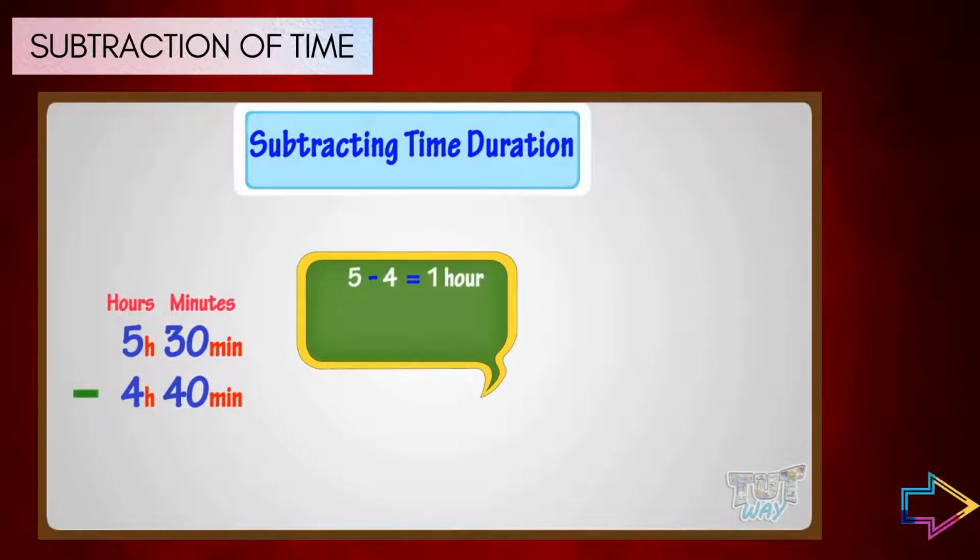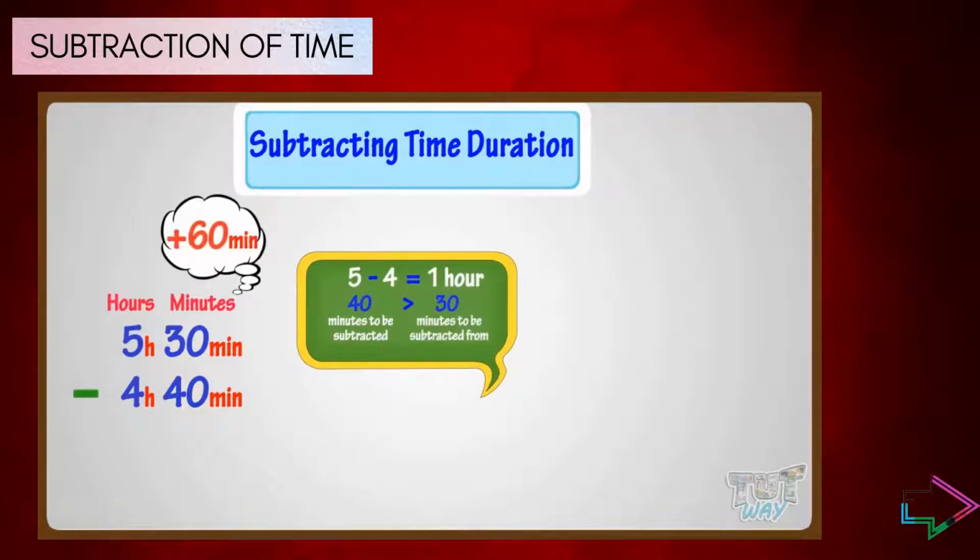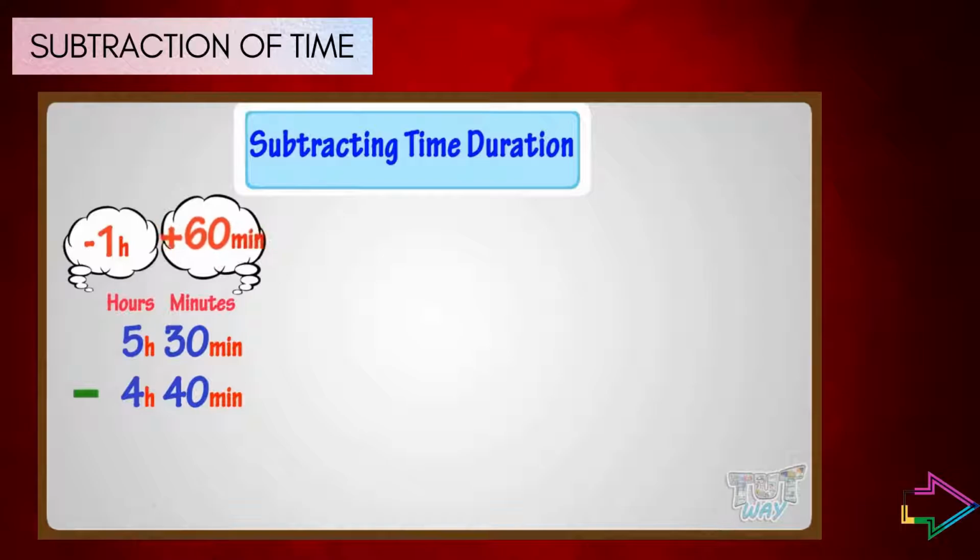Now here's something to learn. If the minutes to be subtracted are more than the minutes from which we have to subtract, add 60 minutes to the minutes from which we have to subtract and subtract 1 from hours. Add 60 to 30, and the minutes will become 90, and subtract 1 from hours. So the time duration will remain the same. It will be 4 hours and 90 minutes.